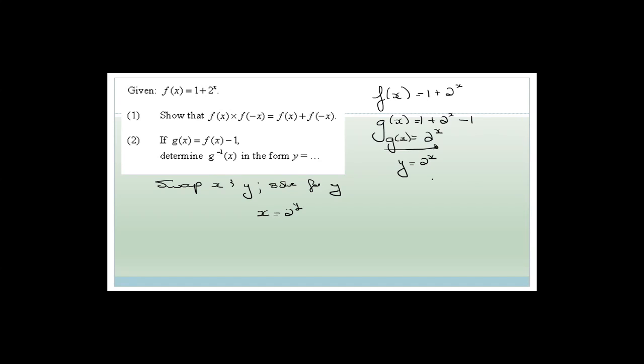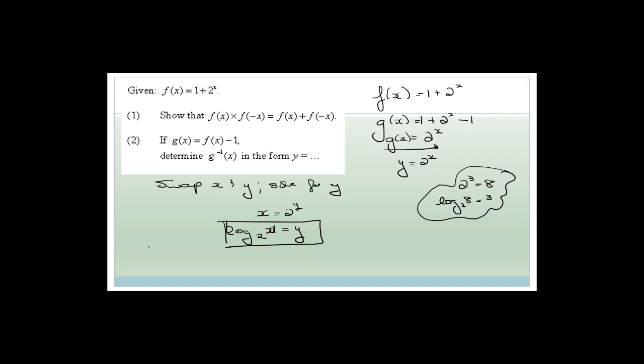So remember the way to do this, and the way that I always remember it, is 2 to the 3 equals 8. That means that log 8 base 2 is equal to 3. That's just like a little example that I use to help me remember which way these things go. So therefore, we need to solve for y here. So it is log x base 2 is equal to y. Log x base 2 is equal to y. And there you go. So there is the solution.